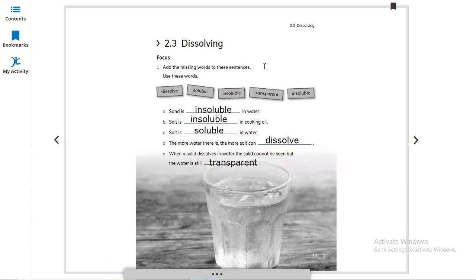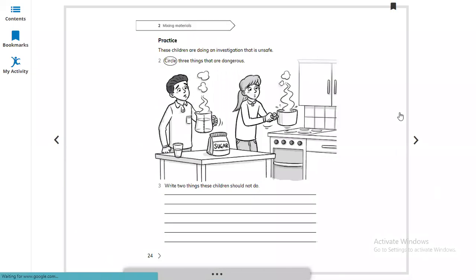Let's move to the next page, page number 24. These children are doing an investigation that is unsafe. Circle the things that are dangerous. So let's circle it. Oh, he's touching a very hot pot in his hand. So circle this one. And also there's a glass at the corner, it's fallen down. And also the boy is catching the hot water pot in his hand. So circle this one also.